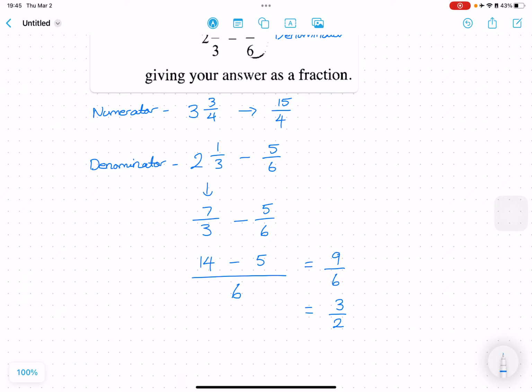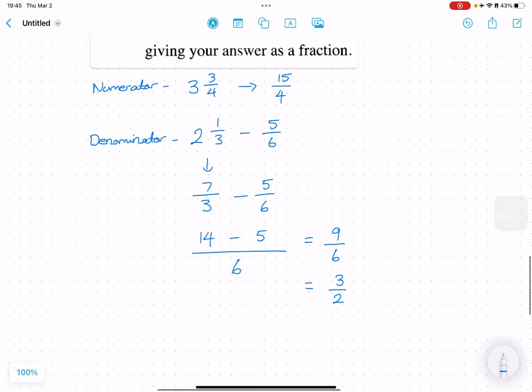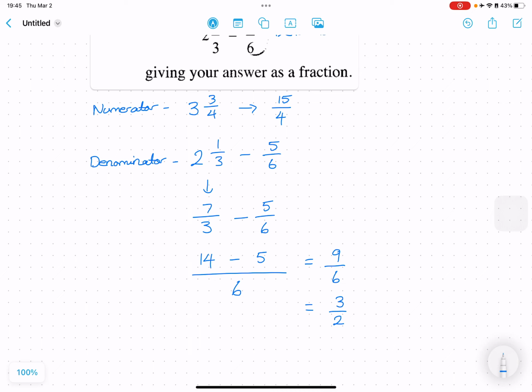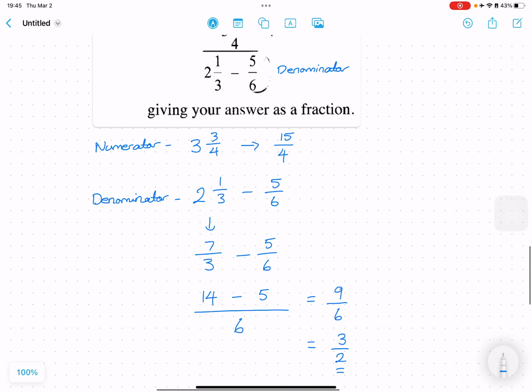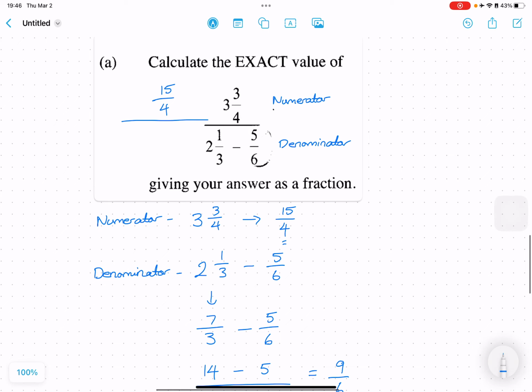All right, so you could choose to do that or not. I chose to do it. So my final answer for the denominator is 3 over 2. And my numerator is 15 over 4. So I can go back to my question and write that here. So it now looks like 15 over 4, and this is a big division sign there still, over 3 over 2. Remember, this big line in the middle means to divide.